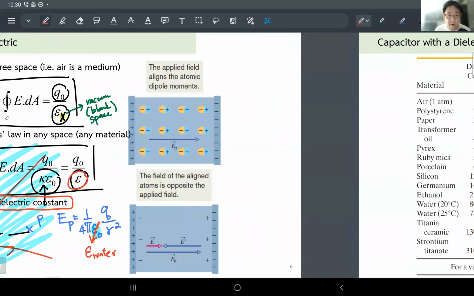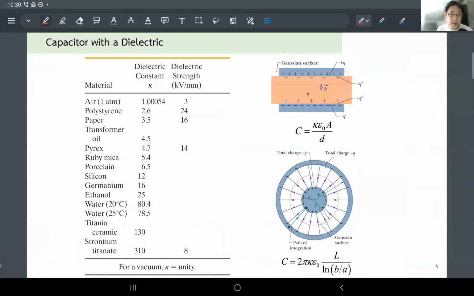So this table shows you the dielectric constants for some common materials. Look at this one. The air is not perfectly blank, so it's not epsilon naught exactly. It's 1 point something. So as you can see, the dielectric constant for air is 1 point something. Now look at this: paper. Paper has something there. It's about 3.5.